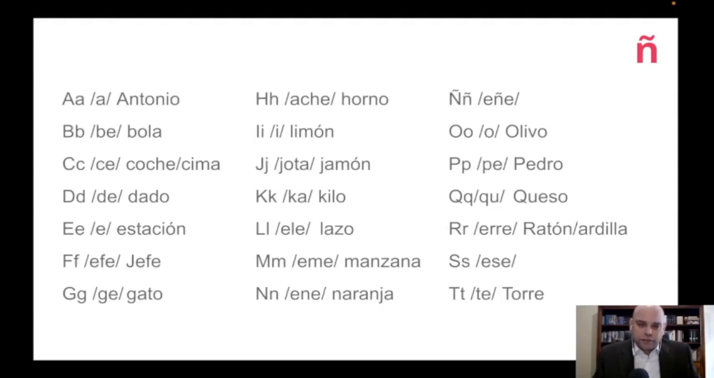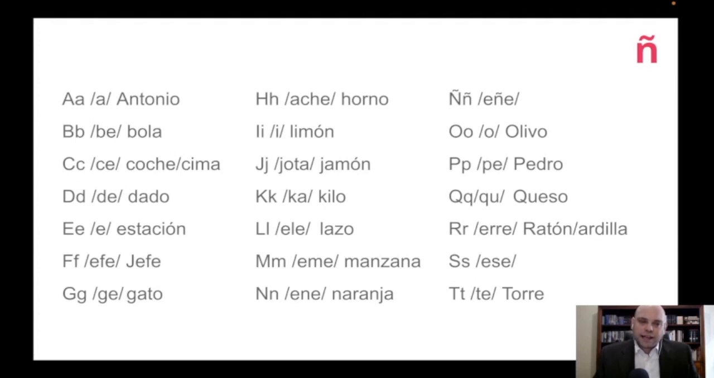Okay, here is the alphabet. Let's start with the first one, of course. So the first one is A, like in Antonio. Then we have B, like in Bola. Then we have Fe. This is the name of the letter, okay? These are the names of the letters. And letter C has 2 possible pronunciations, like for example in coche or cima. For this letter C, we will have a special video talking about this letter and another one.